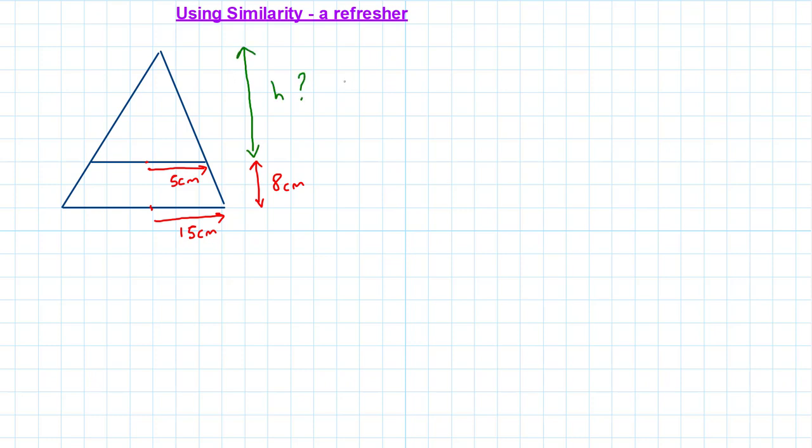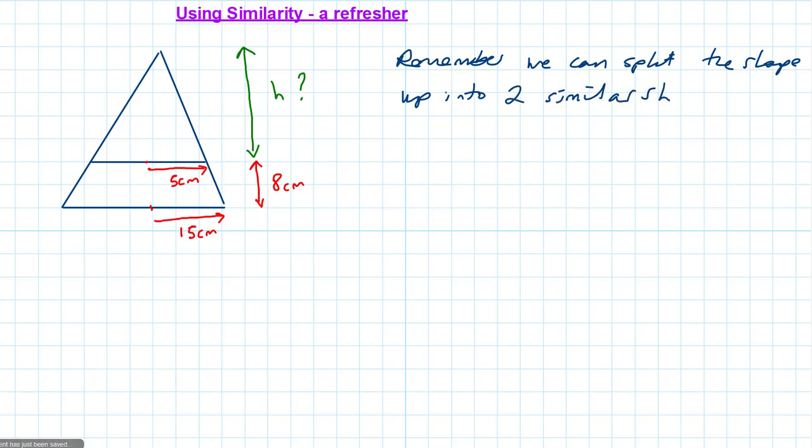If you remember, our process for this was to split the shape up into two similar shapes, triangles in this case. Mark on relevant lengths, determine the scale factor linking the shapes, and use it to find unknown lengths as required. The question is, why are they similar?